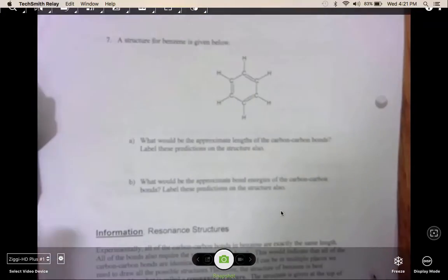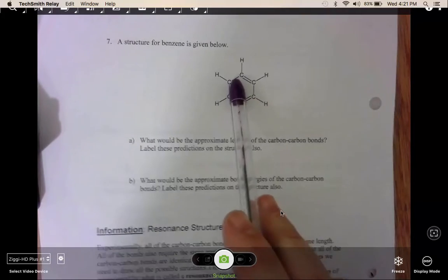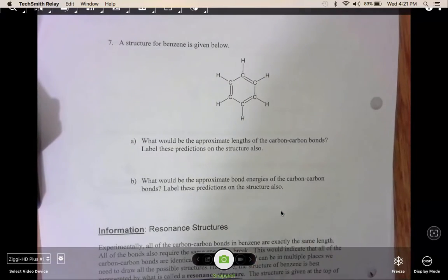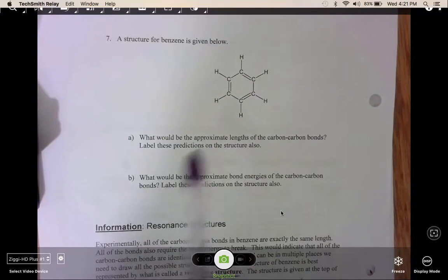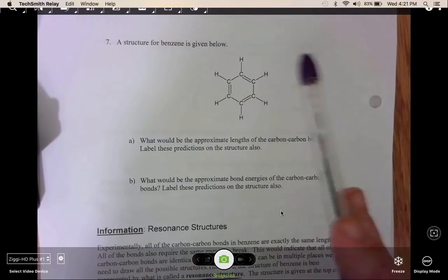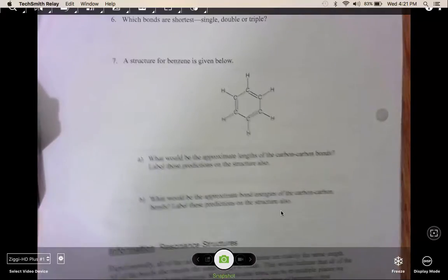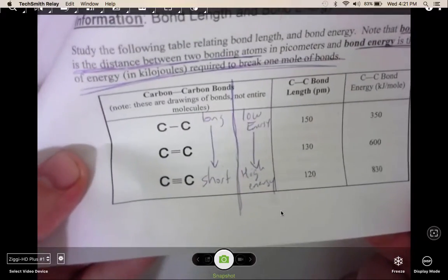And then question 7. Question 7 right here, I give you a structure of benzene. You're never going to have to be able to draw a structure like this, so don't worry. What you do need to be able to do is label the structure. If you were to look at the carbon single bonds and the carbon double bonds, what would be the length for part A, and then part B is asking what would be the bond energy. So on this picture, just draw some arrows and label the bond length and bond energies. Again, that is going to come from this table right here.